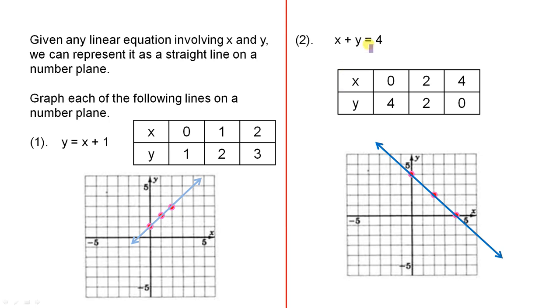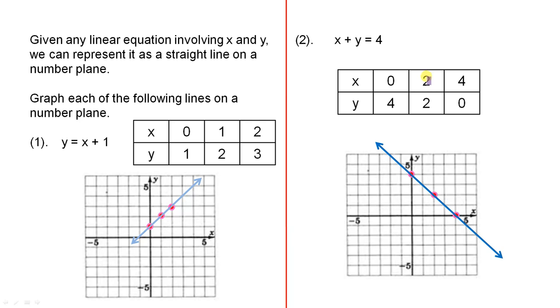Second example, x plus y equals 4. Again, just choose some simple values for x: 0, 2 and 4. That's what I've chosen. If you like, you could have chosen 1, 2, 3 or 0, 1, 2. It doesn't matter. Just choose 3 simple points. When x is 0, we have 0 plus y equals 4. Therefore, y equals 4.